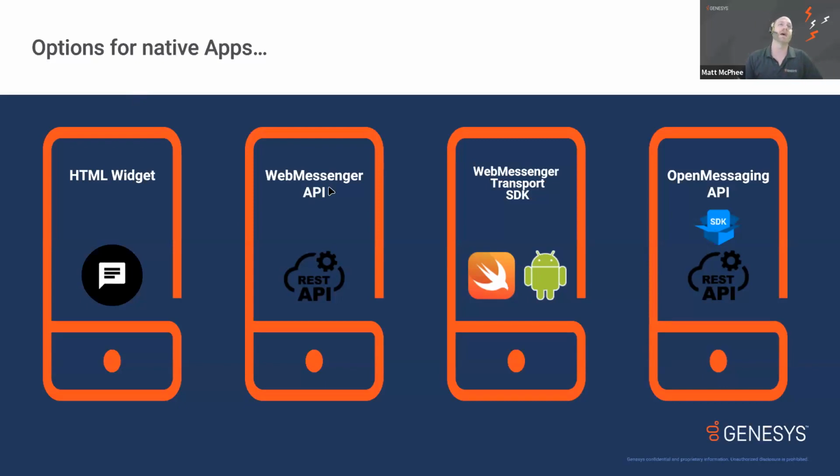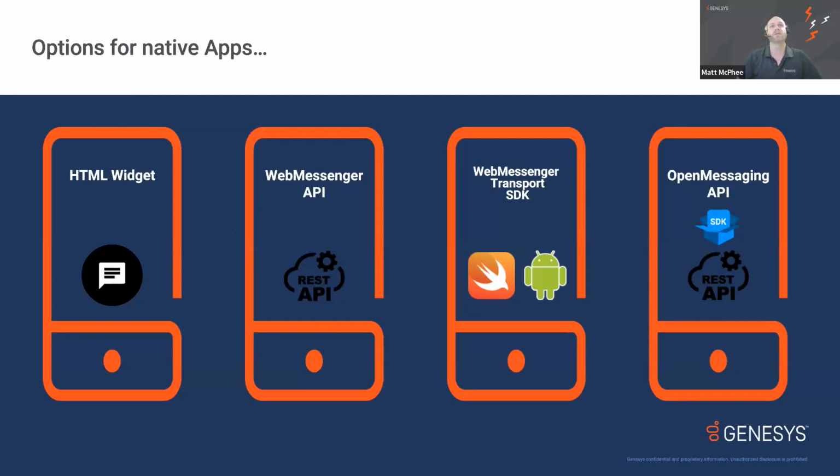The next option you have is the Web Messenger API, which is essentially the same backend as the Web Messenger, but the raw RESTful API. You can use this. It's a direct WebSocket communication to our server side within Genesys Cloud. You do have to build it all up on the RESTful API, but that is an option.